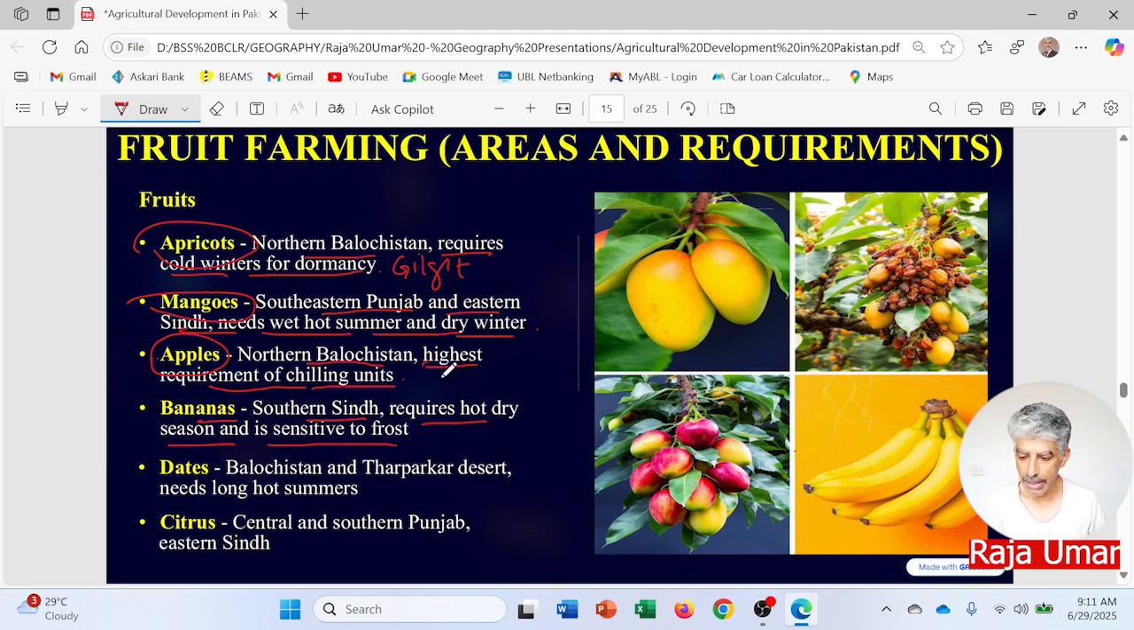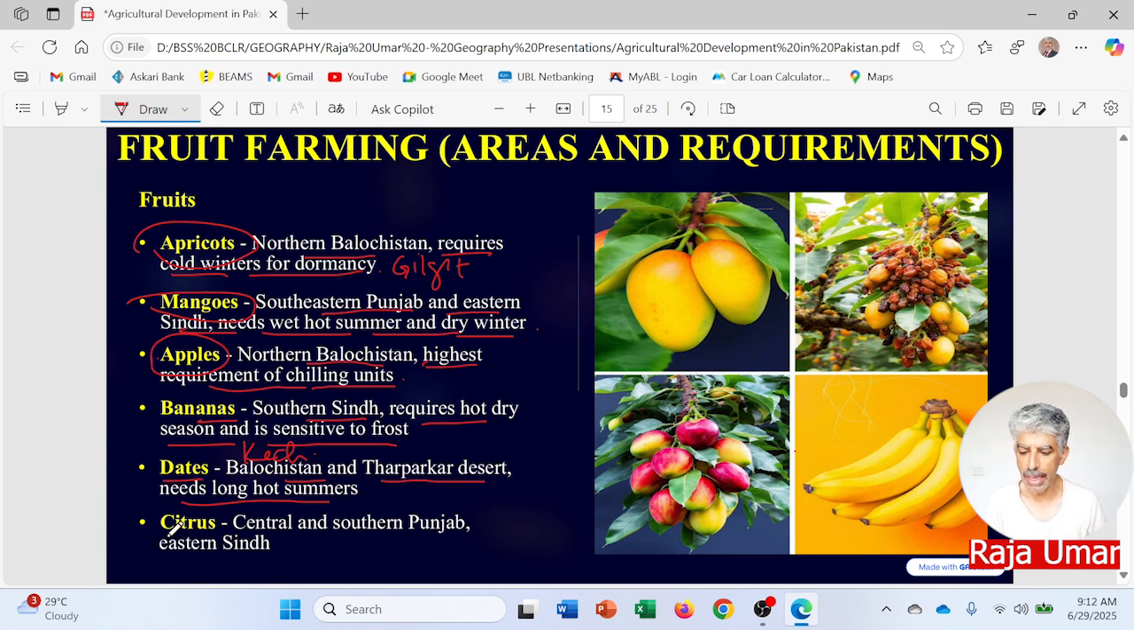So then dates: Balochistan, Kech Valley near Turbat, Khuzdar region, the Gawada region, and the Tharparkar desert, the third desert. I have seen huge date palm trees myself in the Sakhar region, and there were hundreds and thousands of date palm trees over there, and people are carrying that out as business.